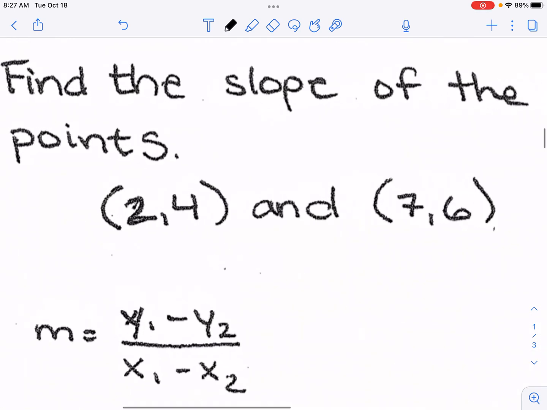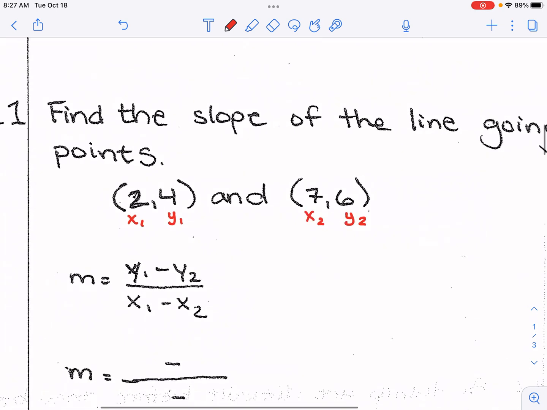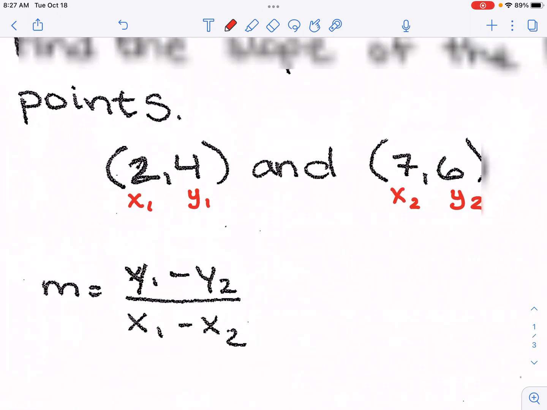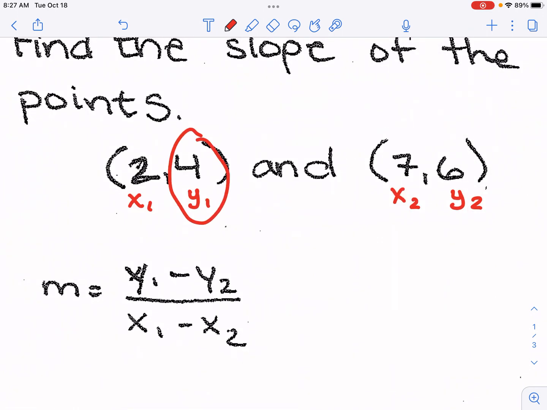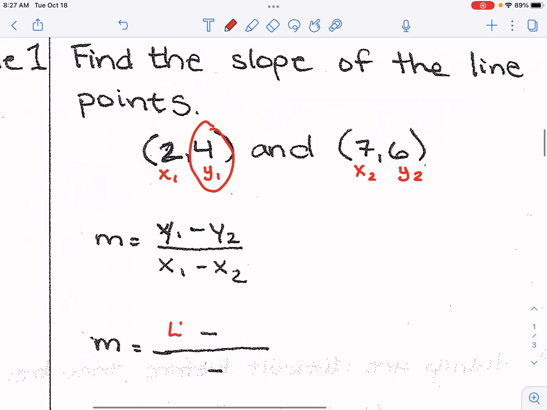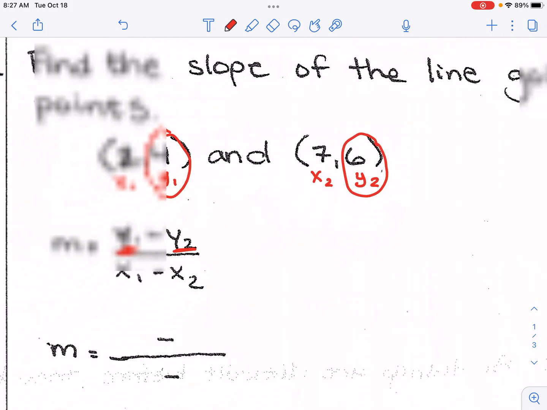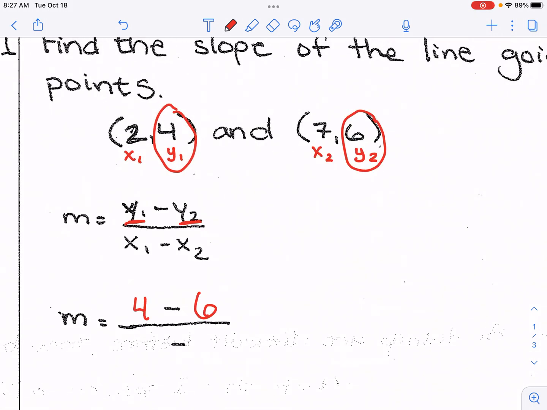But before we start with our formula, let's label these. This one is x1, y1. It's our first x and y. And this is x2, y2, our second x and y. Okay, and let's plug in wherever we know, where we find those values. We're going to start with y1 minus y2. Right, y1 is 4. So I'll put that here. So we did this. Now we do y2. y2 is 6. So I'll put that here.